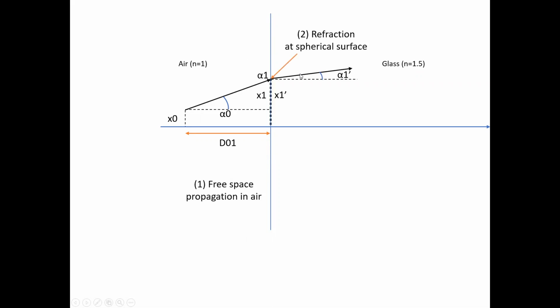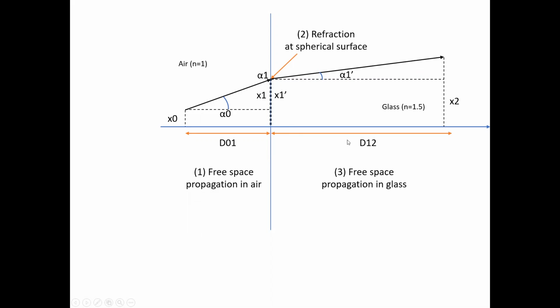The second phenomenon is refraction at the spherical surface, where the light ray is going to change its angle when going into the glass. It will change the angle, but its height will remain the same, because the refraction takes place just at this point, on the interface between the two media. The third phenomenon is that the light ray is going to propagate further inside the glass. This is similar to propagation in air, which means the angle will not change, but it will gain some height from the optical axis. So for free space propagation, the angle doesn't change. It just changes the distance away from the optical axis.